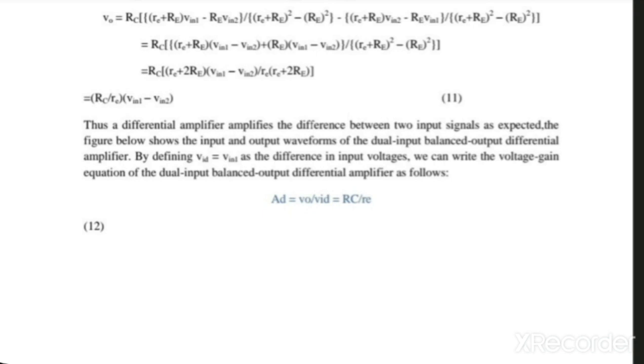By defining VID is equal to V input 1 minus V input 2, we can write the differential gain as AD. So, AD is equal to VO upon VID. This is equal to RC upon RE. Hence, the voltage gain is independent of RE.